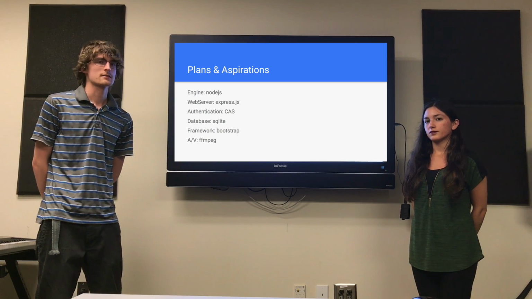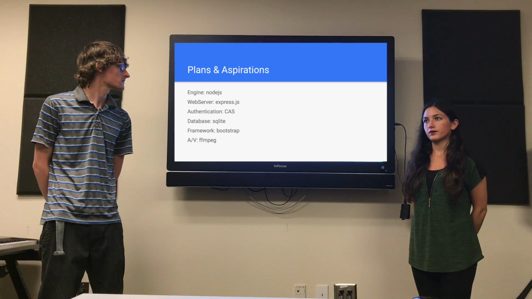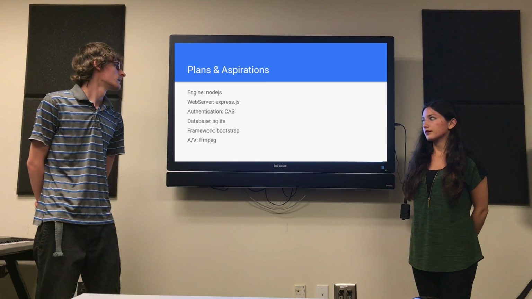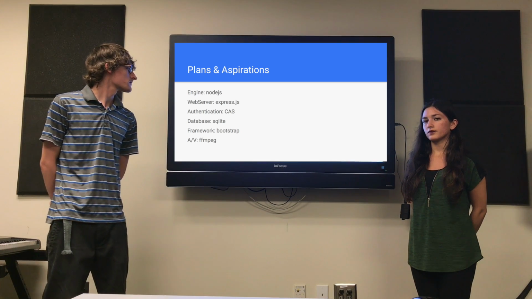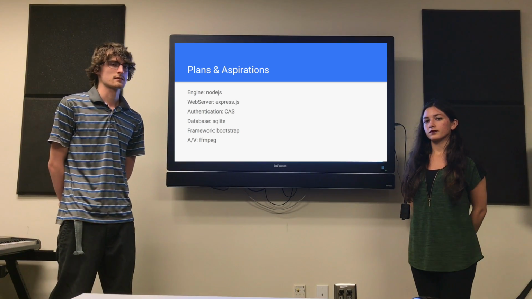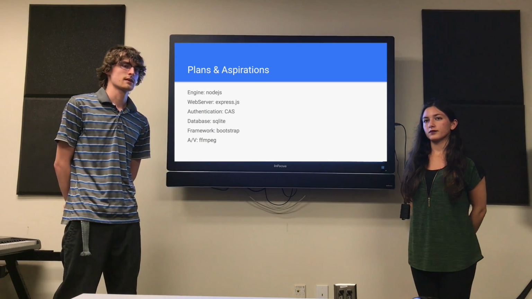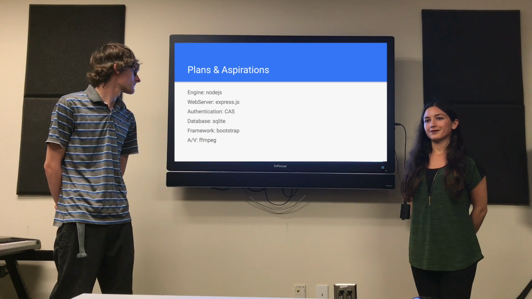The Georgia Tech CAS authentication system is used to allow students to log in securely and easily using their GTID. Our database choice was SQLite because it is self-contained and reliable. Bootstrap is an obvious choice because it is simple and looks great.